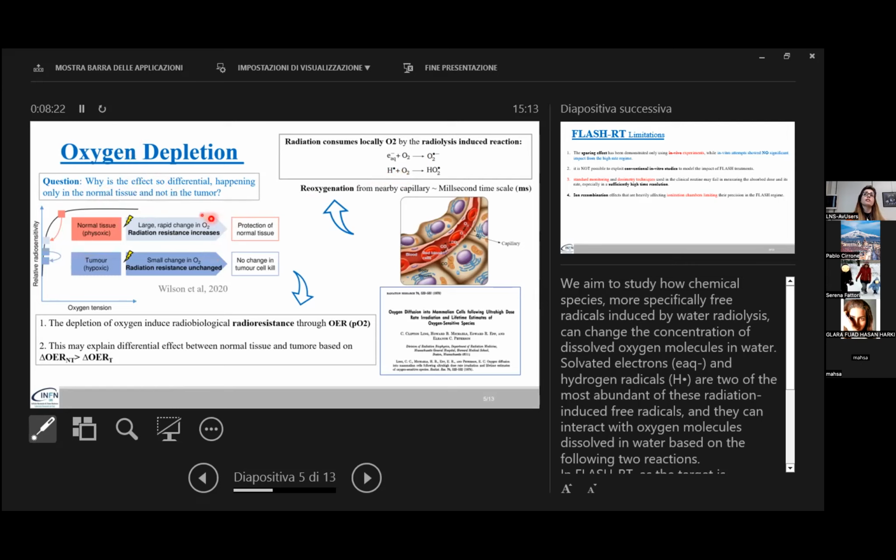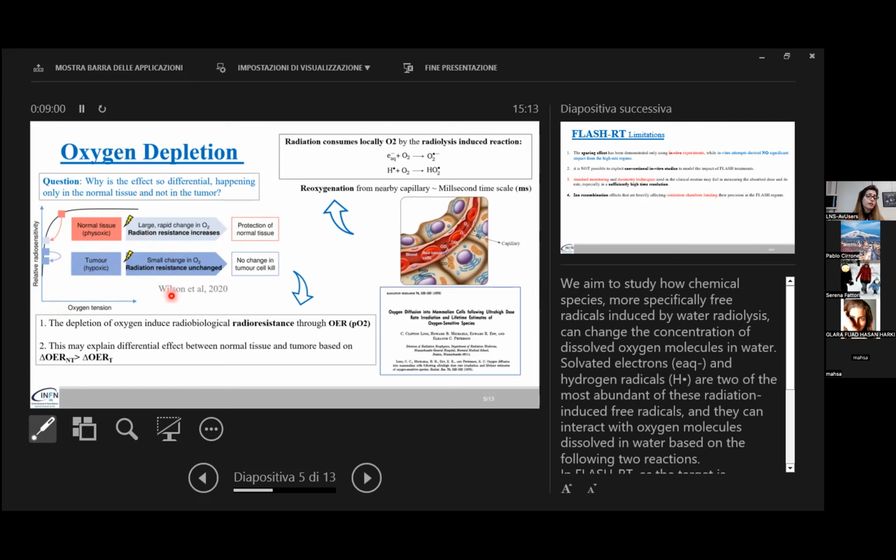It means, as you can see in this graph, in the normal tissue, in the physically normal tissue, there are large rapid changes in oxygen concentration. So radiation resistance increases, and as a result, we have protection of normal tissue. While in hypoxic tumor, the changes in oxygen concentration are very small. So we don't have any significant changes in the radiation resistance.